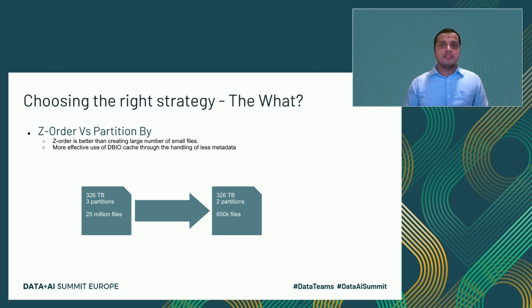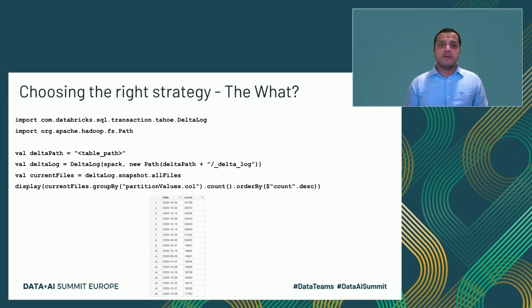All right. So the next question is, how should I identify the number of files in a partition to understand whether it is more or less? This snippet of code can help. You just need the location of your Delta table, and you can run this in a notebook, and it will give you the number of files for each and every partition.